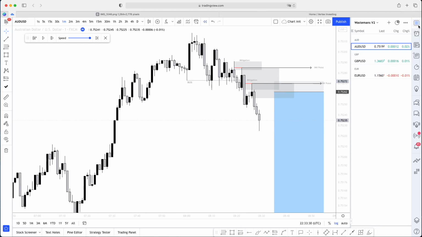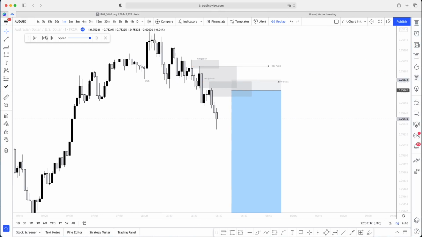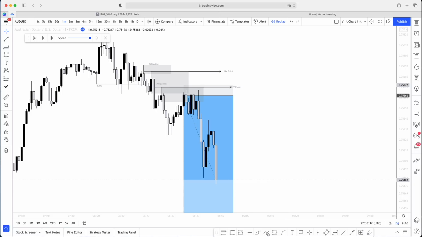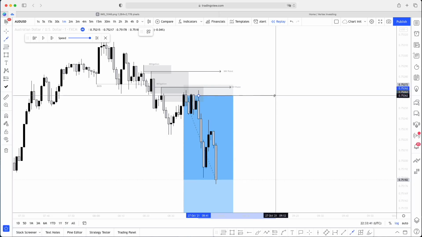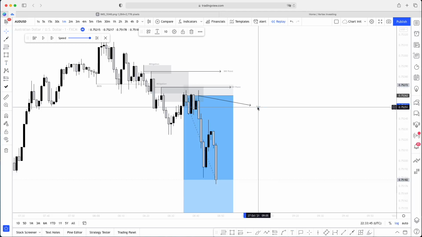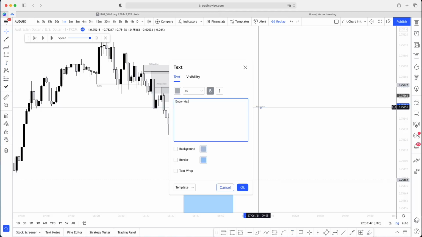Now I can put my entry back in, and as I said, it's the only part I'm not going to explain. What we need is this one. So the entry here was taken off. Entry via the Vertex confirmation model.